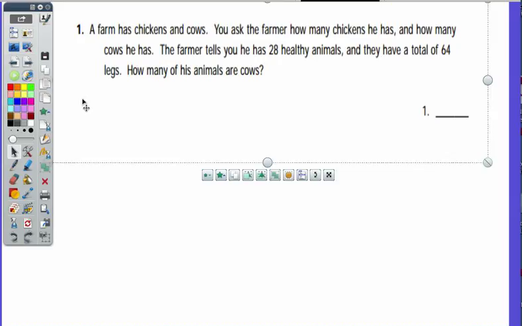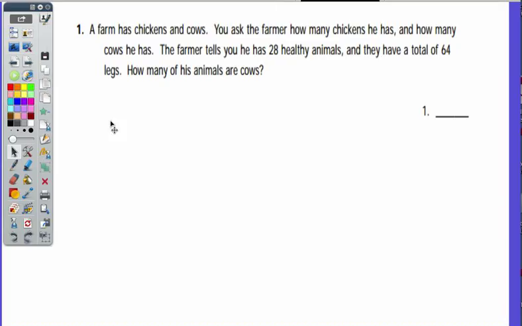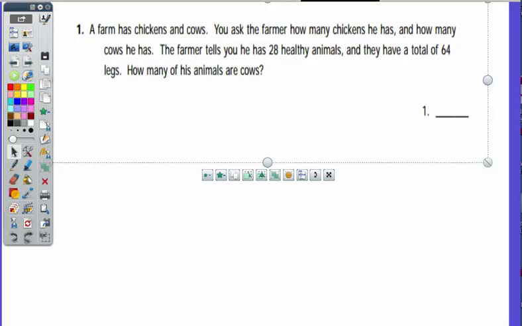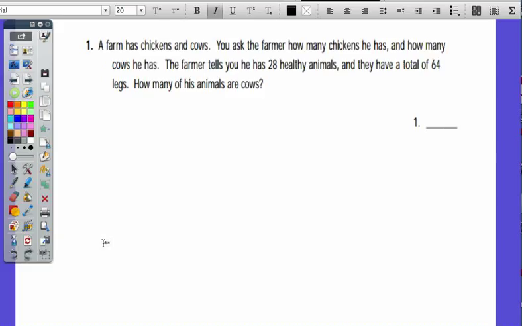Okay, so in order to do this problem, I need to define some variables. So I'm going to let X, and I want a bigger size. So I want X to equal chickens and Y to equal cows. Okay, so what do I know?